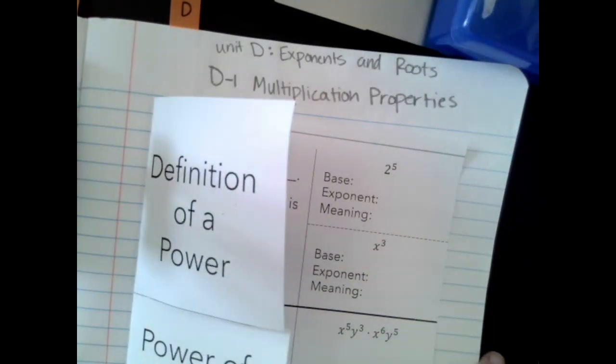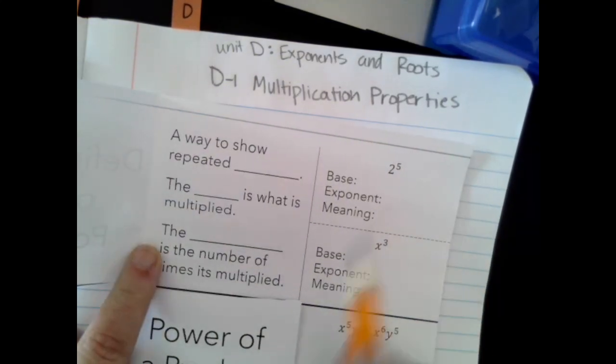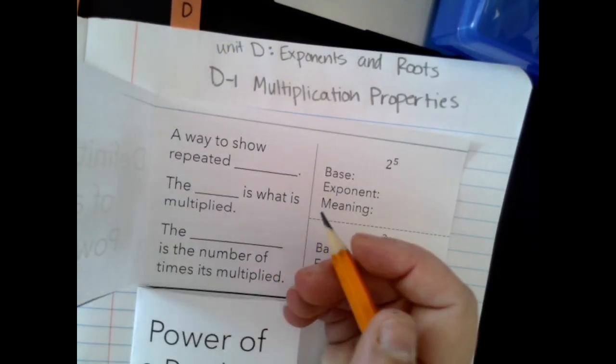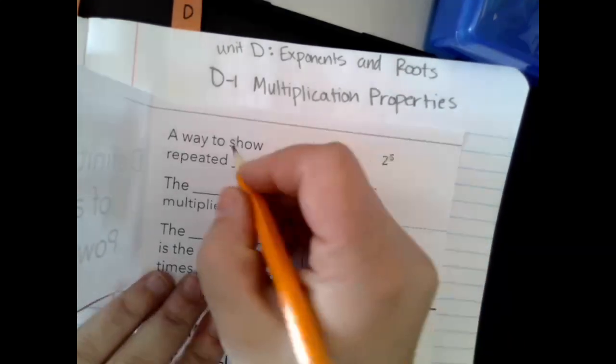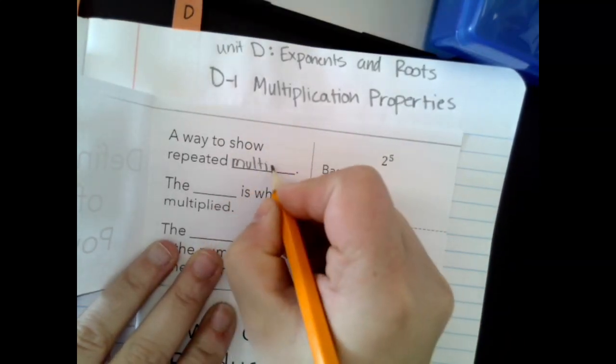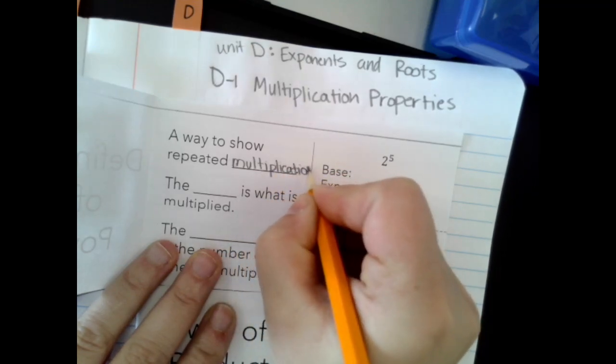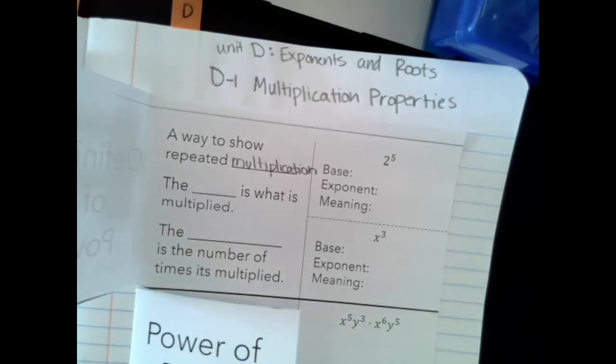All right, so as we go, the definition of a power is a way to show repeated, what are we repeating? Multiplication. All right, phones need to be put away. This is our first lesson of our new chapter. It's going to be really important to pay attention to. Should have made that line longer.